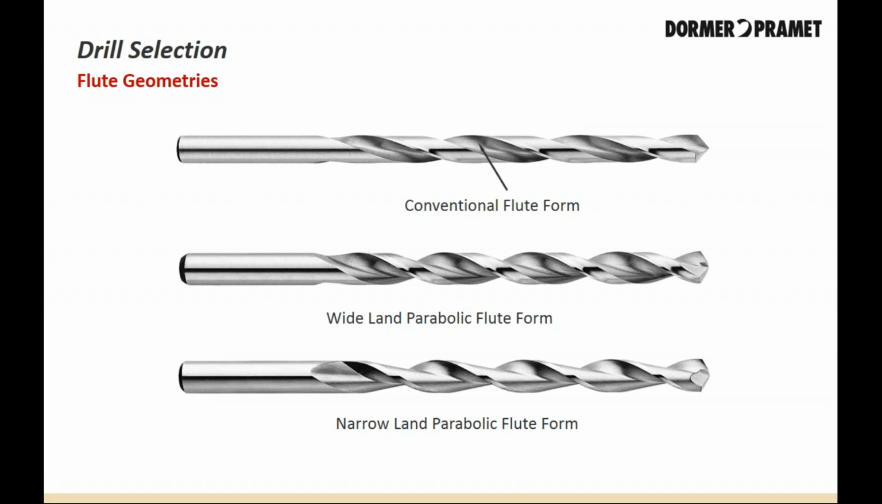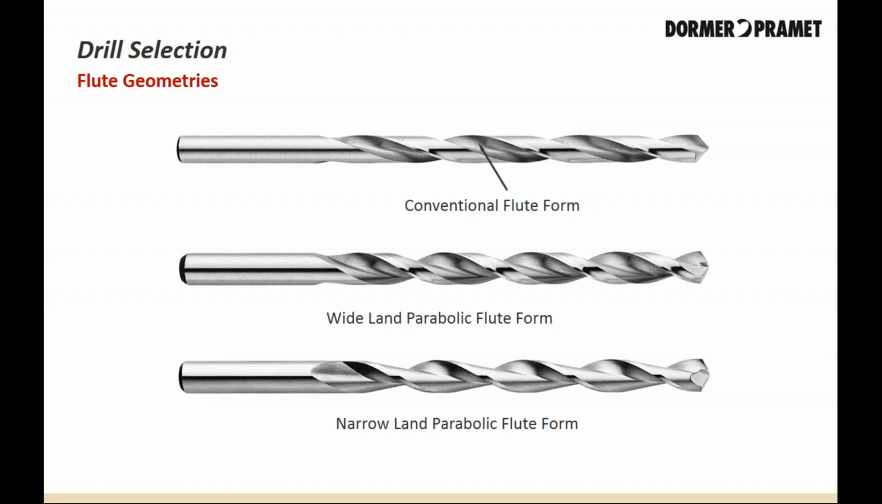You will notice the difference between the wide land or heavy duty parabolic and the narrow land or American style parabolic on the bottom. The narrow land parabolic has no land width but has a margin width that is about 30% wider than standard and a web thickness of about 38 to 40% of the diameter. The narrower land allows for greater chip volume, especially in softer materials such as aluminum and other free machining materials.